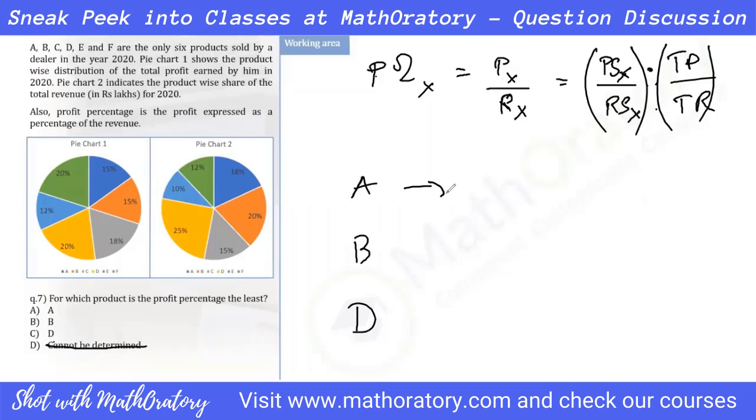So for A, I think we calculated this a while back. So this is 5 by 6. For B, this is 15 by 20, so that is 3 by 4. And for D, D is the fourth one. So that is 4 by 5, right?